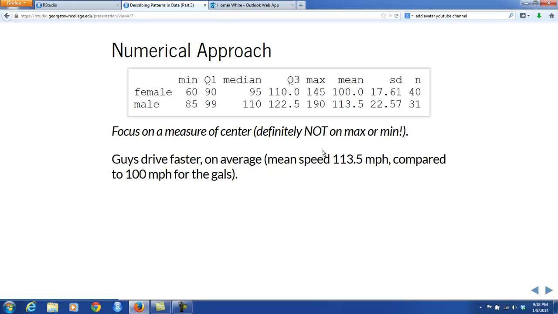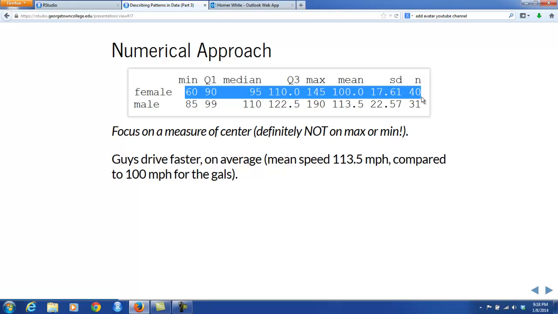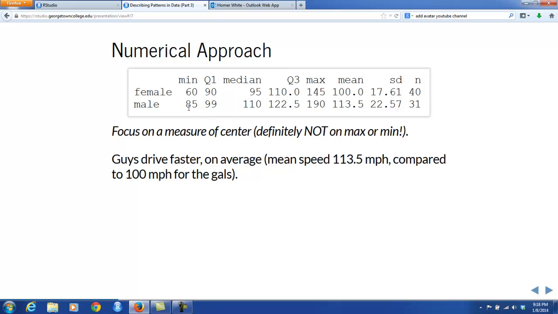So the output of favstats looks somewhat like this, and we can begin to compare these summaries of the conditional distributions of fastest. Here we have a summary of the conditional distribution of fastest given that sex is female, and here we have a quick summary of the conditional distribution of fastest given that sex is male. Let's focus in on measures of center. That's a pretty good idea.